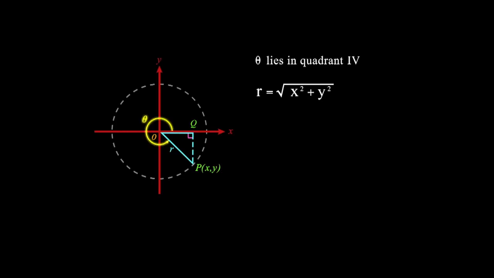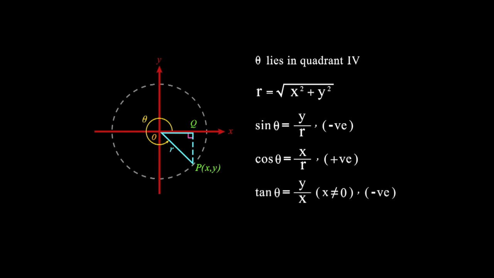When angle theta lies in the fourth quadrant, the triangle also lies in the fourth quadrant. The value of y is negative, but the values of r and x are positive in the fourth quadrant. Therefore, the values of the sine ratio in the fourth quadrant are negative, the values of the cosine ratio positive, and the values of the tangent ratio negative.